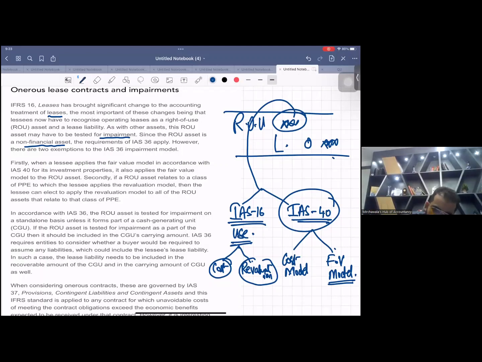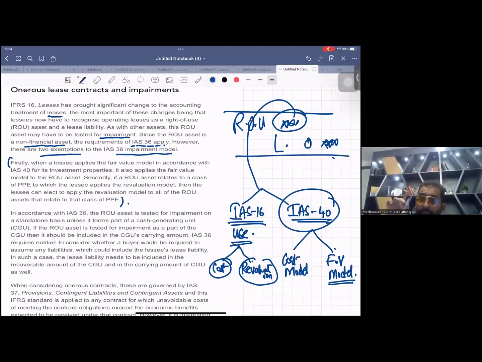The requirements of IAS 36 apply. However, there are two exemptions to the IAS 36 impairment model. See, now we are discussing these two exemptions, and you already know these exemptions from the lecture, if you have taken the lecture of IAS 36. Look at here.